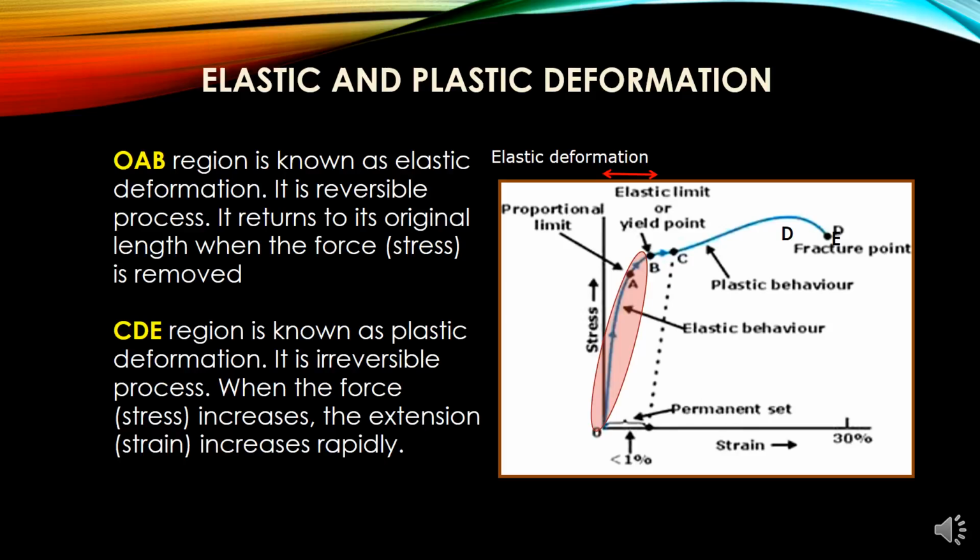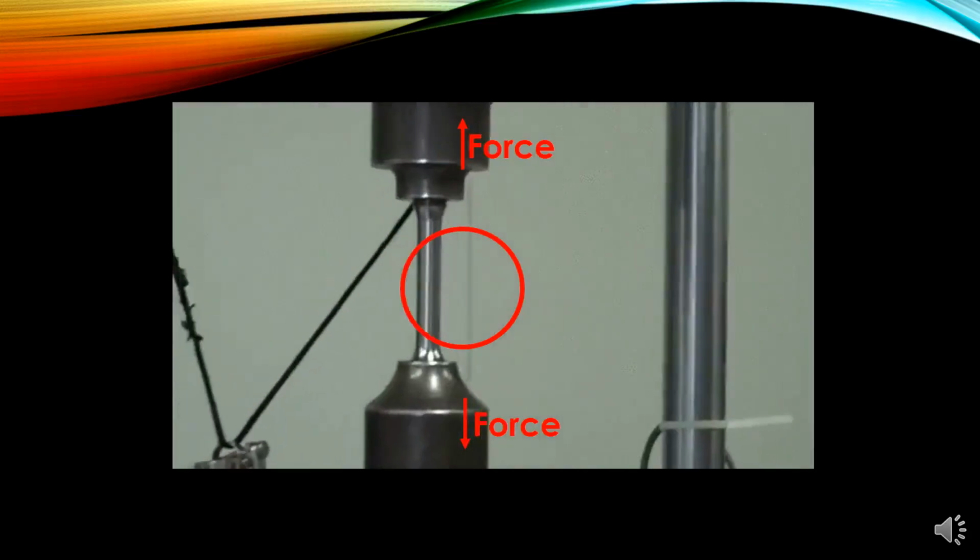Metal and ceramic show linear elasticity. The CDE region is known as plastic deformation. It is irreversible. An object in the plastic deformation range will first have undergone elastic deformation.